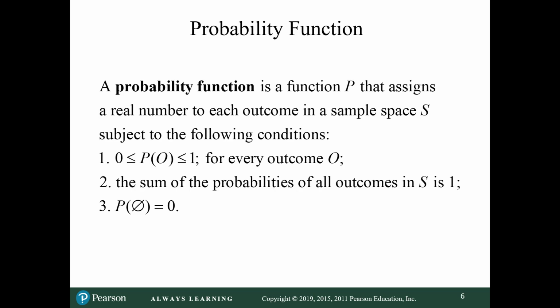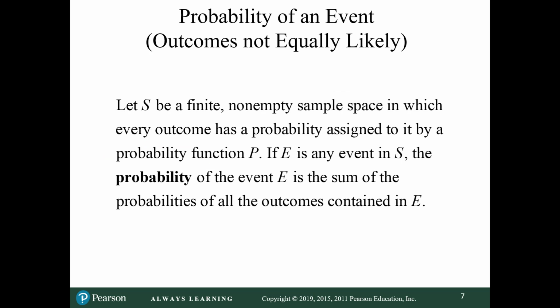All right. So probability has to be between 0 and 1, because the sum of all the probabilities has to add up to 1. The probability of something not happening would be 0.